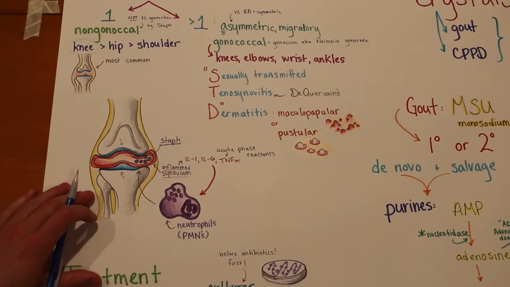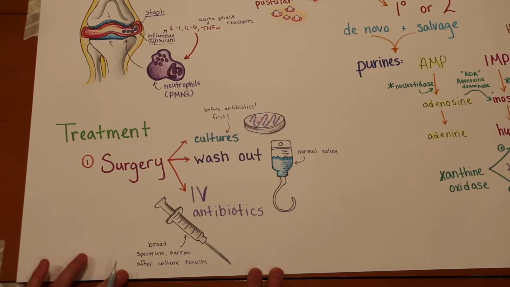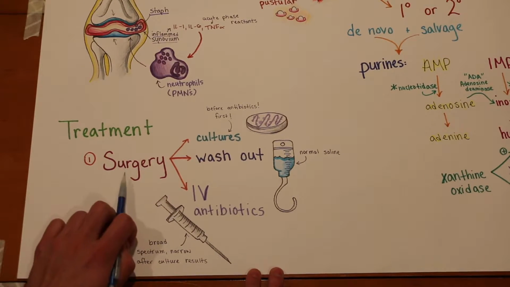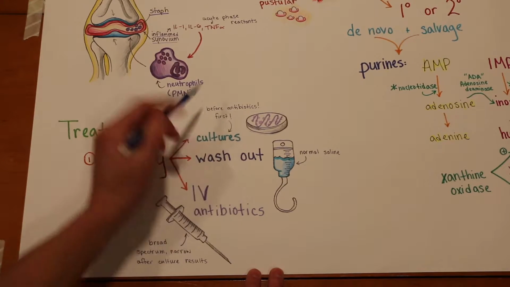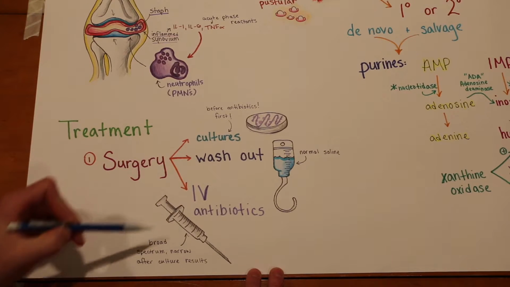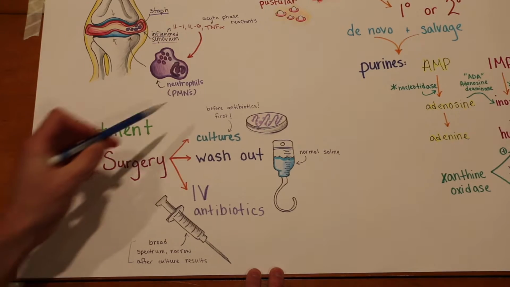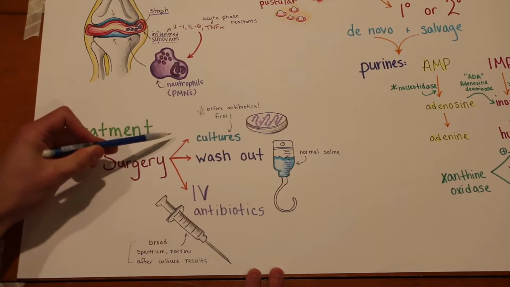So an acute septic joint is a big deal. Workup and treatment must be very speedy to save the joint. Here the treatment is surgical. You take the patient back to the OR, get your cultures of the joint fluid, wash out the joint with normal saline, and then start IV antibiotics only after cultures have been taken, because remember, giving antibiotics before cultures are taken can mess up the culture results.